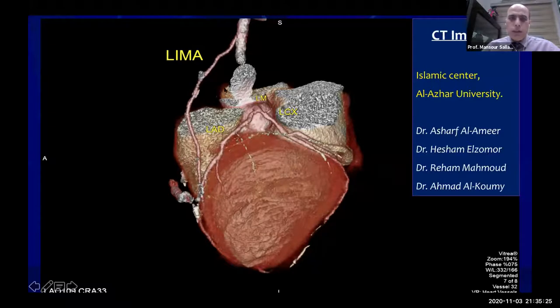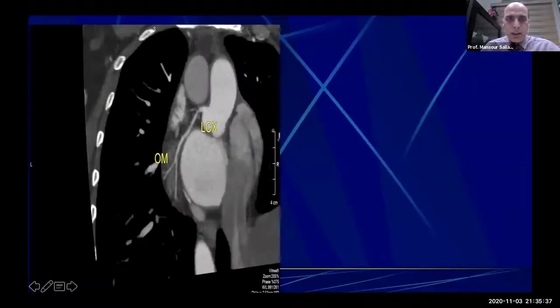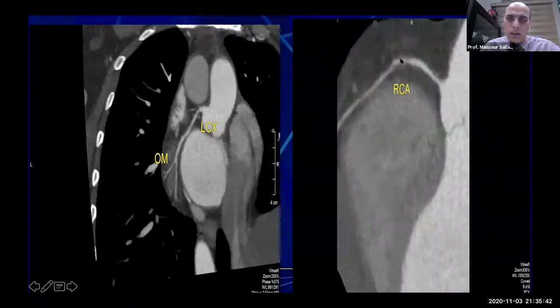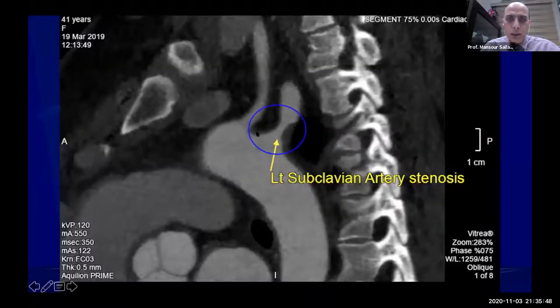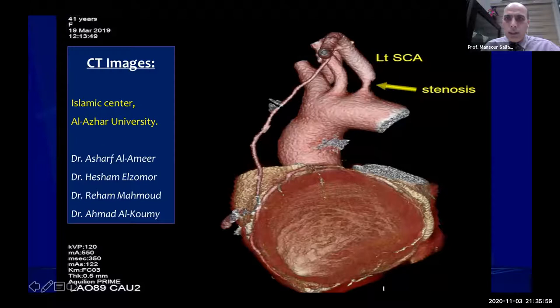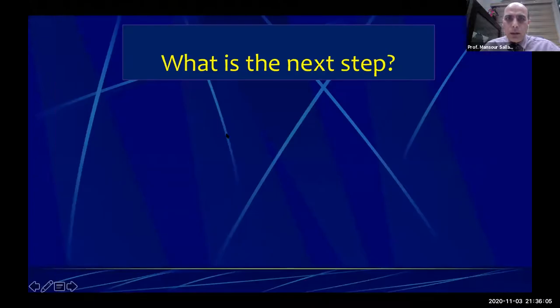And unfortunately, the report came as just a single LIMA to LAD, together with tight proximal left subclavian artery disease, as you see. It also reported moderate disease in the ostium of the LCX and a non-dominant small RCA lesion, together with, as I mentioned, tight proximal focal ostial left subclavian artery disease, hemodynamically significant, 75%. Okay, so this is the situation right now. Tight subclavian artery, single LIMA. So what is the next step?